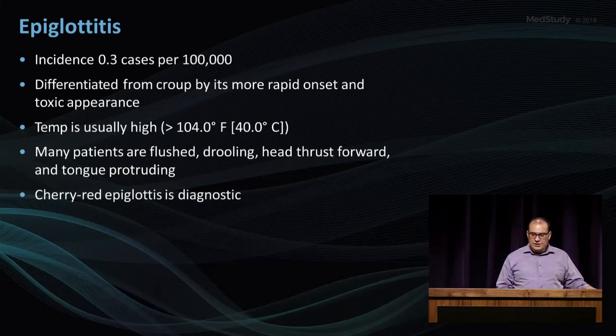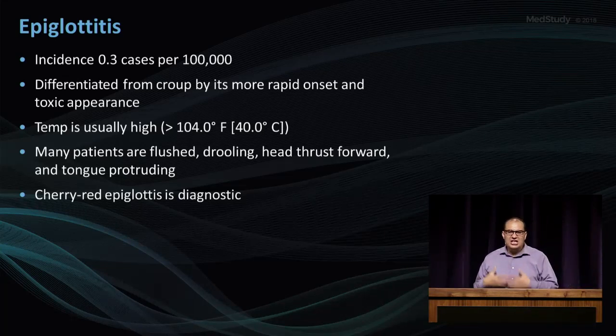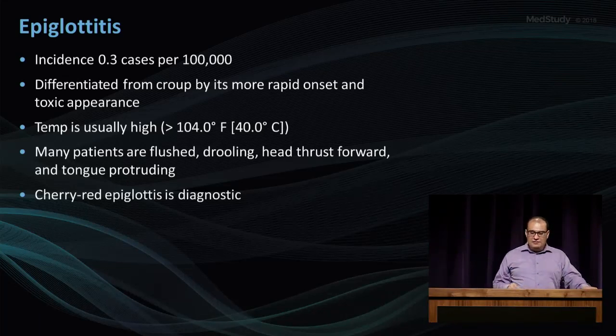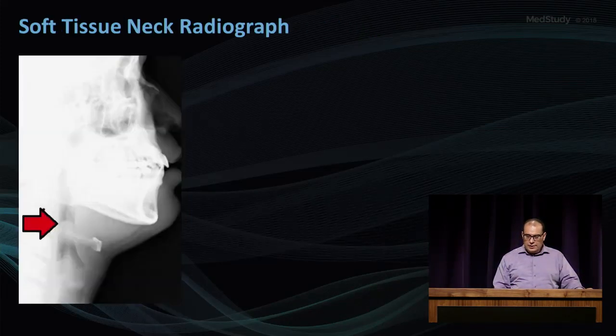0.3 cases per 100,000. And as I said, croup, they have a URI before it. It's a stridor. Maybe it's a viral fever or no fever. This is bacterial. So you have more rapid onset, and they are toxic appearing, and they are drooling. That's why the head thrusts forward. That's why the tongue is protruding. And if you do an X-ray, the thumb sign, this is how it looks. As you said, we need to directly visualize it, see it, and then you can see the thumb sign.